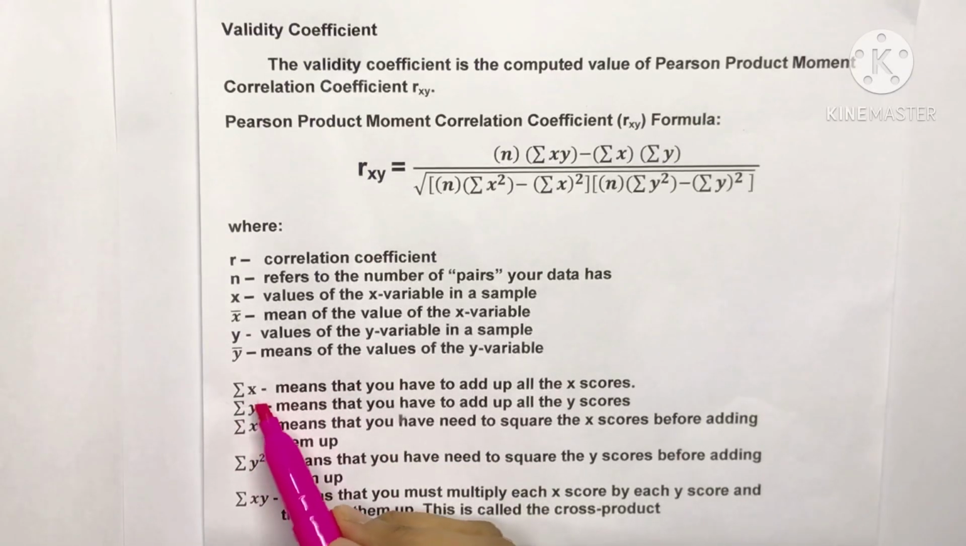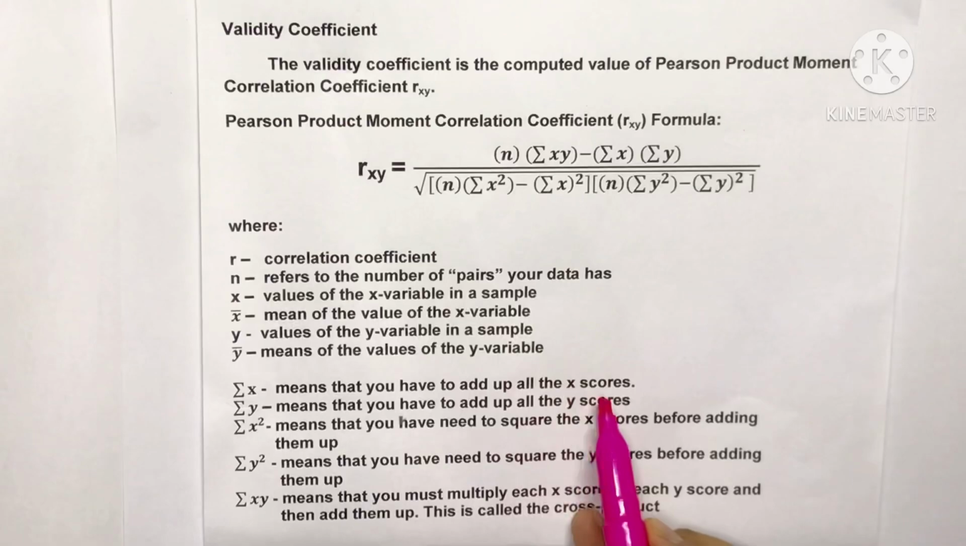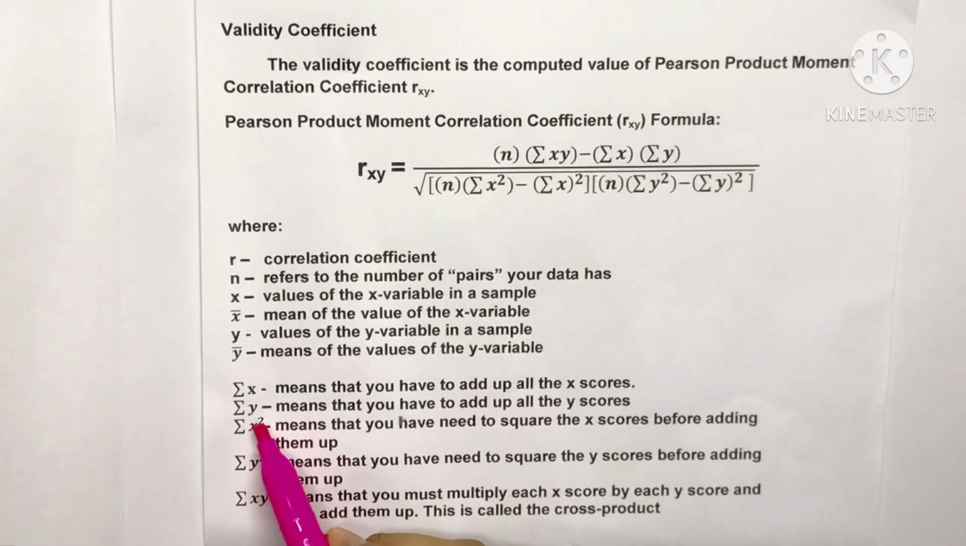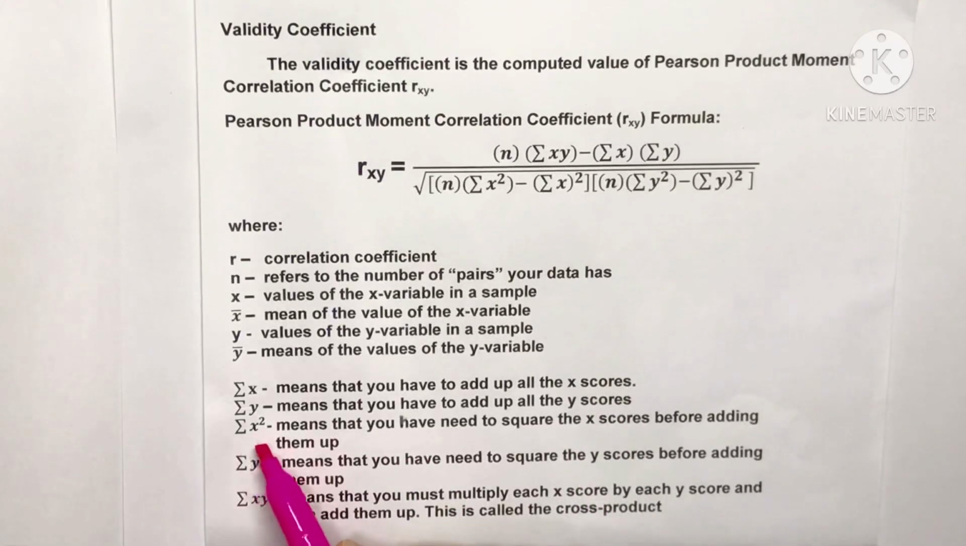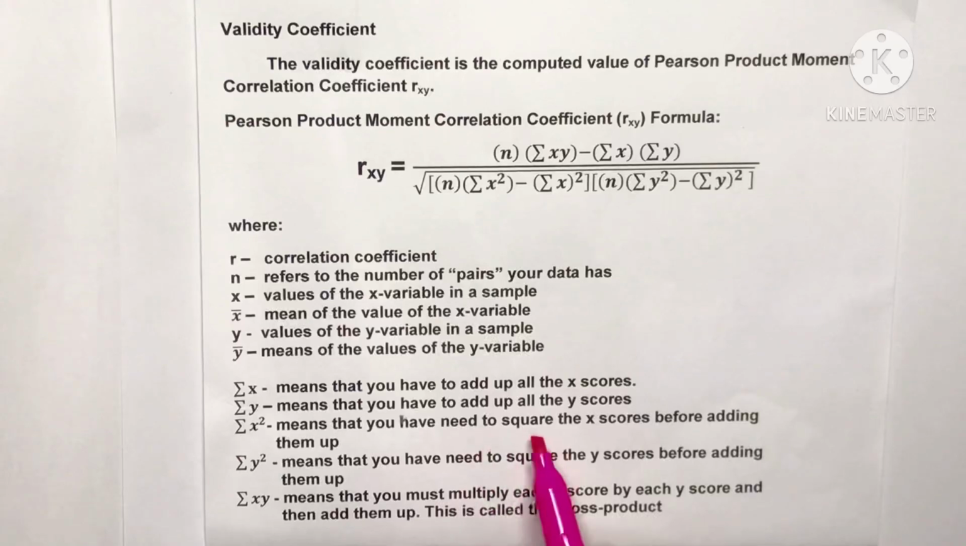Summation of x means that you have to add up all the x scores, and the summation of y means that you have to add up all the y scores. Summation of x squared means that you need to square the x scores before adding them up, and summation of y squared means that you need to square the y scores before adding them up. And we have here also summation of xy, which means that you must multiply each x score by each y score and then add them up. So this is called the cross product.